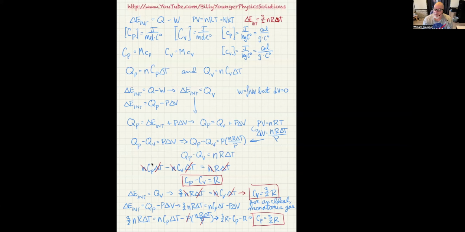So hopefully that clears up why we use these formulas and shows you how to get them, not unlike the derivation that your textbook author has. So I hope that helps.